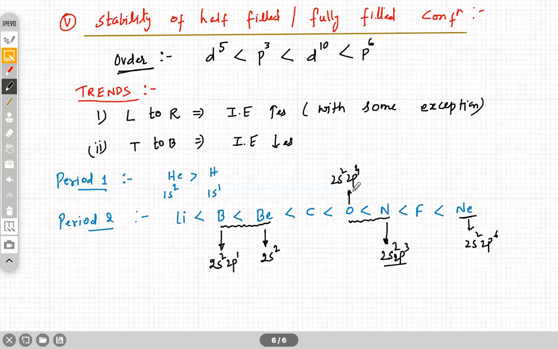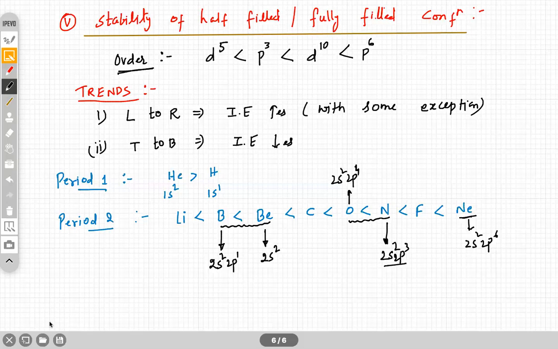Right, general trend you must know, but general trend generally they don't ask in the exam. They'll ask you these variations, where we have some exceptions, half filled configuration, fully filled configuration, and other things, right? So these changes that you have, this you must take care of.